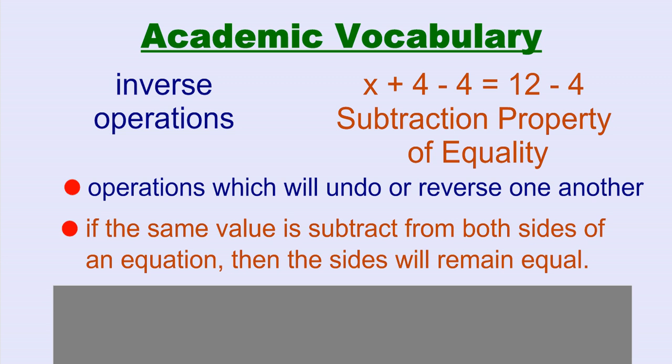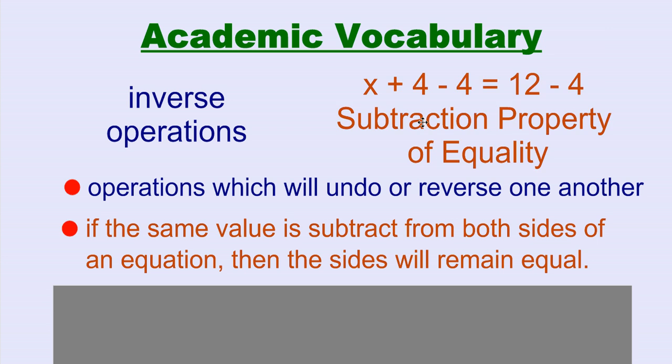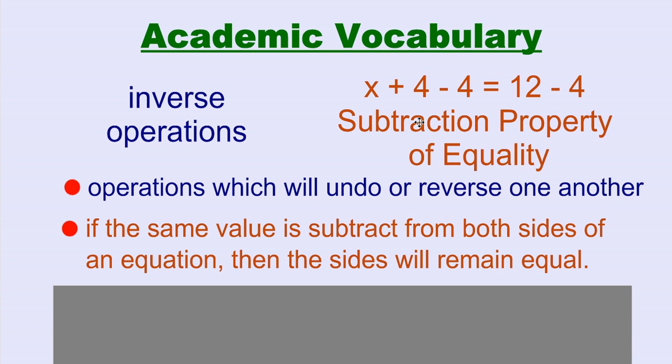All right, first we need to examine some academic vocabulary terms, inverse operations, and the subtraction property of equality. First of all, inverse operations are operations which will undo, or reverse, one another. So how will we undo one term from another or reverse that?